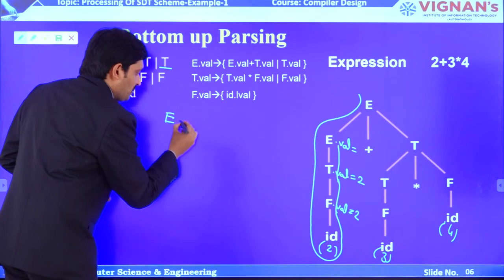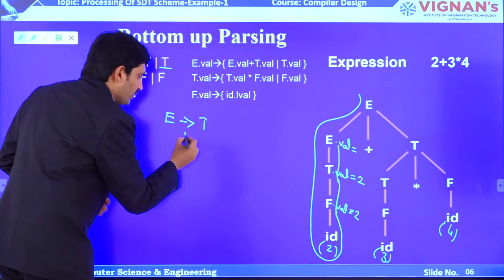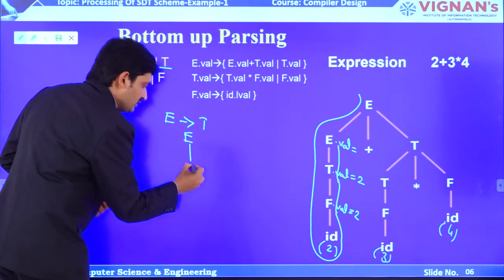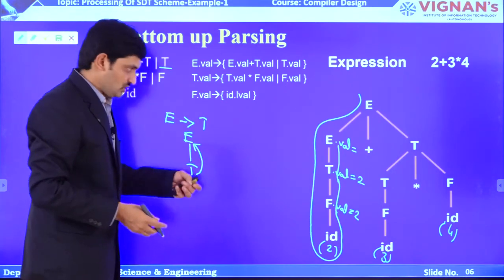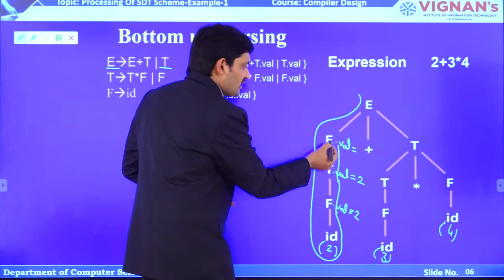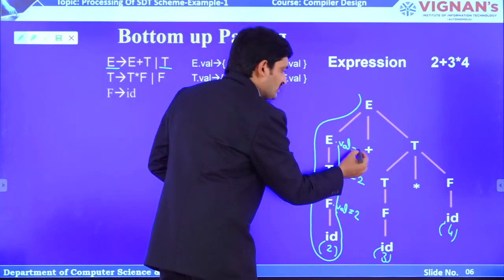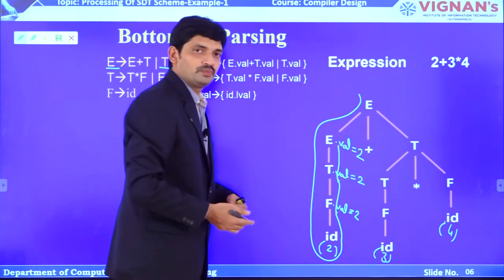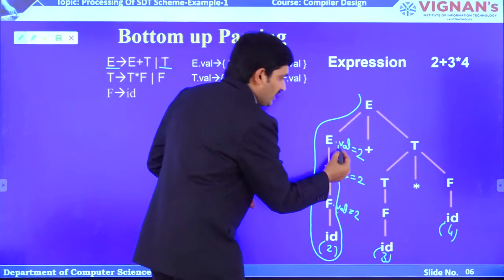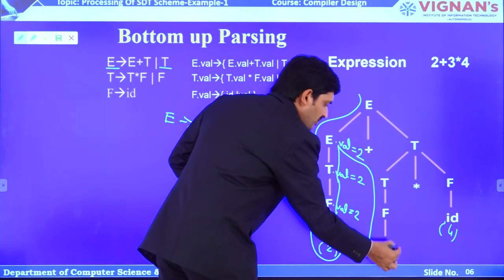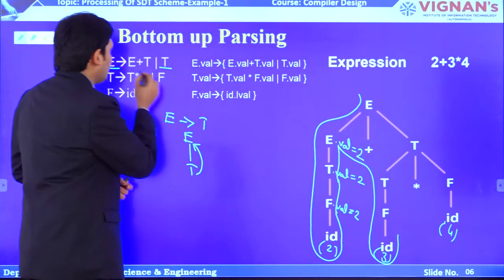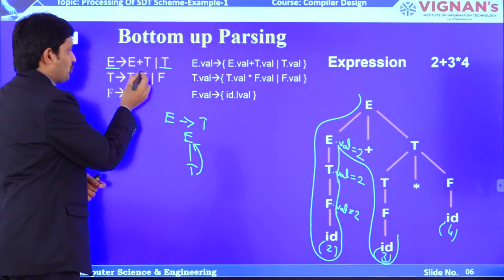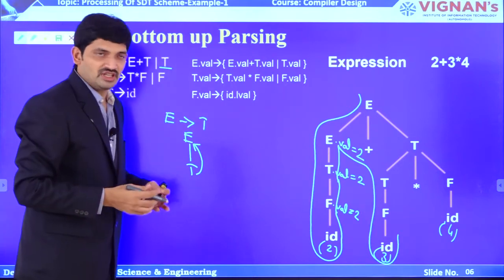That means if a production is like E tends to T, we can write E is T. That means T can be reduced to E. So here also T is reduced to E, so the T value is assigned to E as 2. Then again we are coming down, because we cannot reduce E plus to E because we didn't have such a production. We have the production E tends to E plus T.